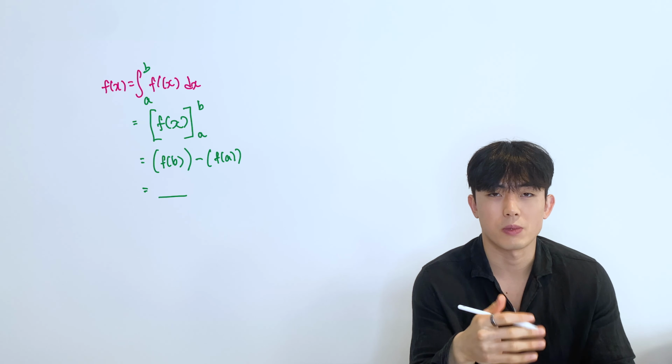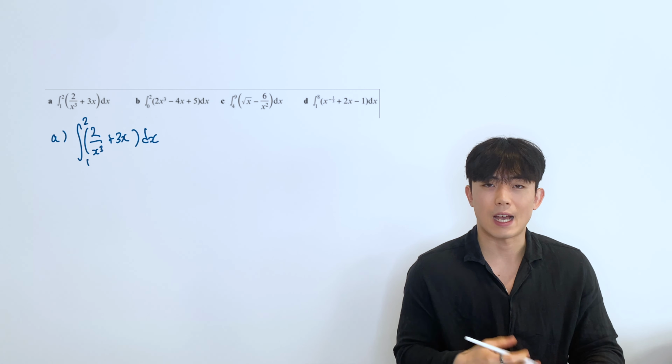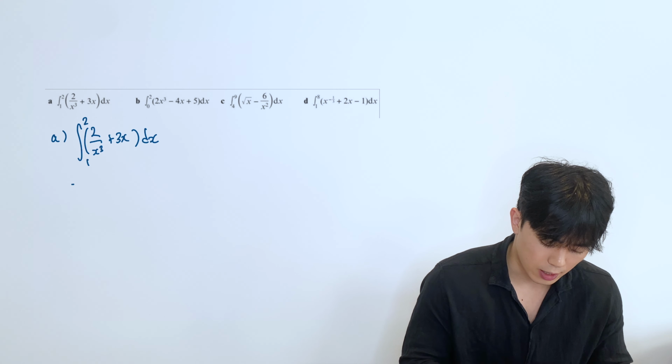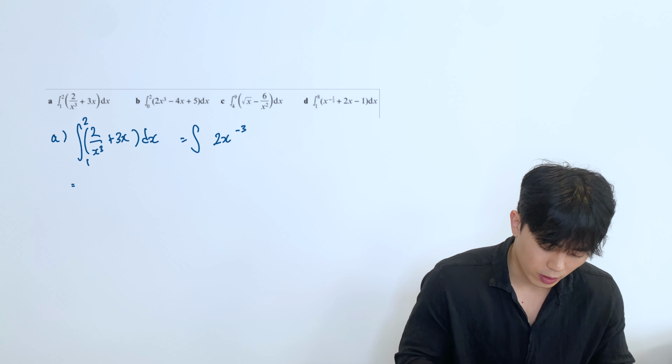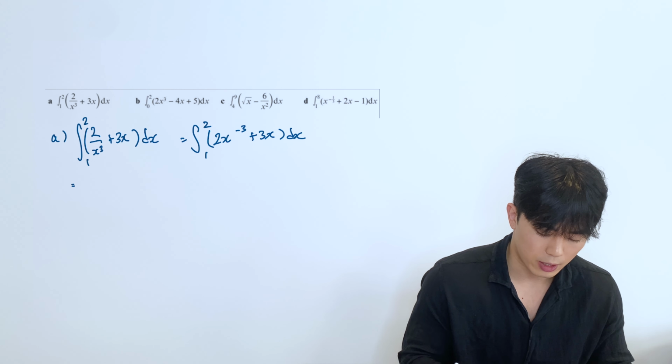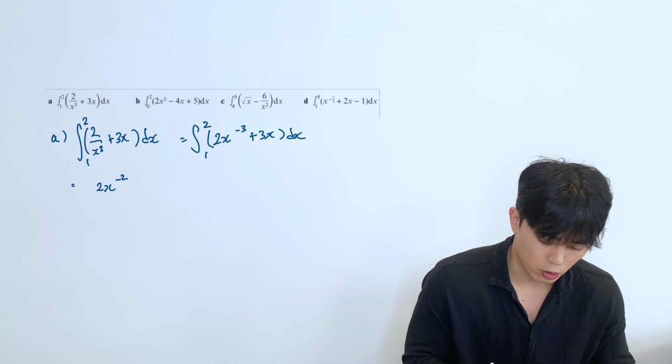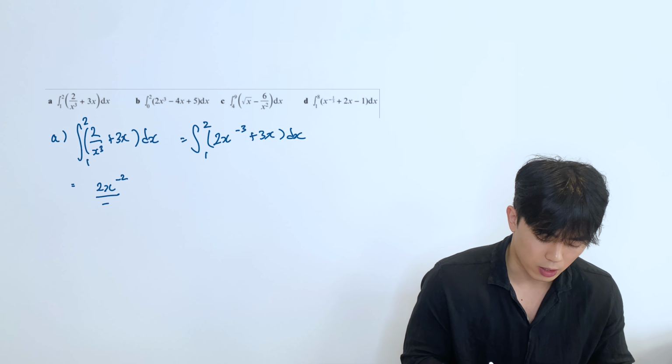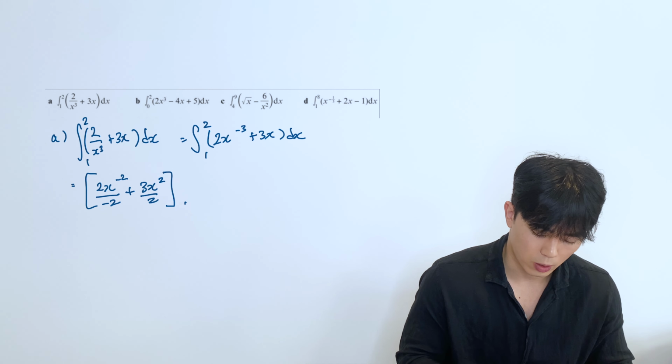Let's maybe try a. So we're asked to integrate 2 over x cubed plus 3x dx, and we are now given limits. So the limits are from 1 to 2. So first things first, you just integrate as you would normally do it. I'm going to rewrite this as 2x to the power minus 3 plus 3x, just to make it a bit easier. So integrating this, we get 2x to the power minus 2 over minus 2 plus 3x squared over 2, and the limits will be from 1 to 2.